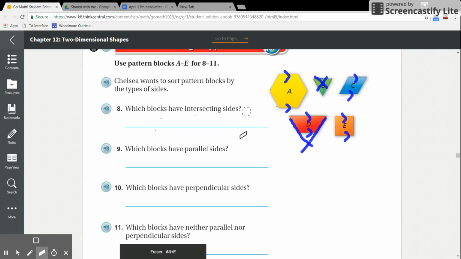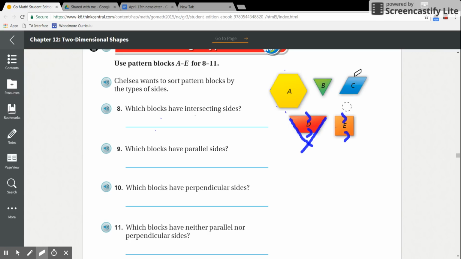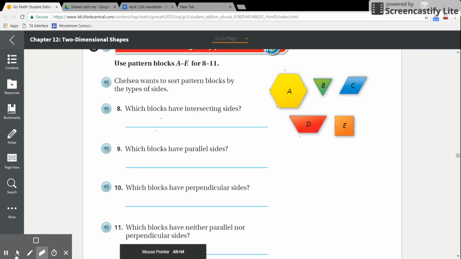So to answer the question, which ones have parallel sides? A is parallel, B is not. And as I erase these, I'll get better at it. There's got to be a way to clear this. D has 1 pair, C has 2 pairs, and E has 2 pairs. So the correct answer to this is everything but B. So A, C, D, and E.